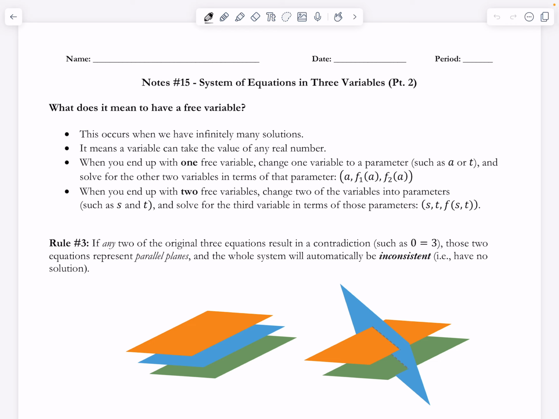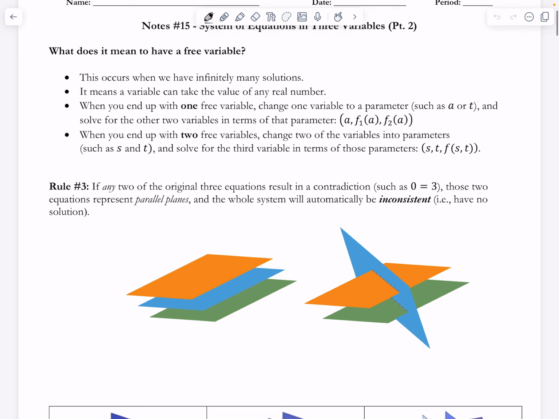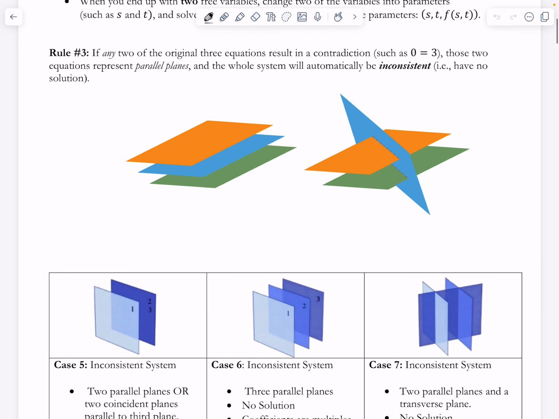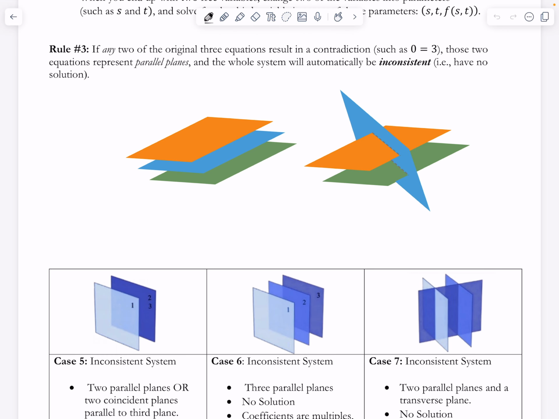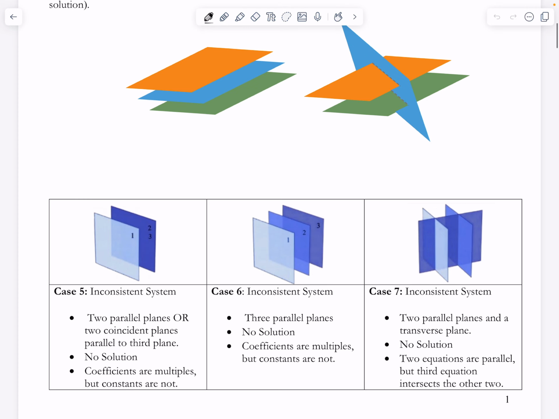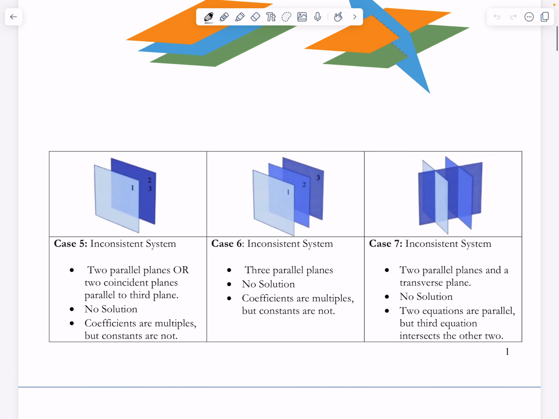We focused on when the intersection of the three planes was a point, or the intersection being a line. All right, so the idea of having one or two free variables, which we mentioned in the last video. So in this video, we're going to focus on what happens when you have contradictions, false statements, in your work, and what that means. Ultimately what you'll see is that with these systems, we're not going to have a single point or even any solution. You might have parallel planes.